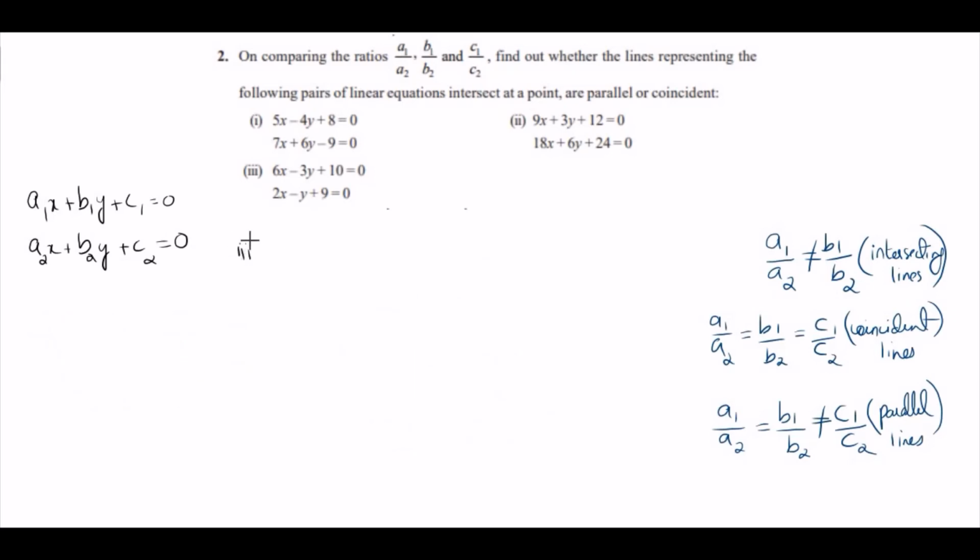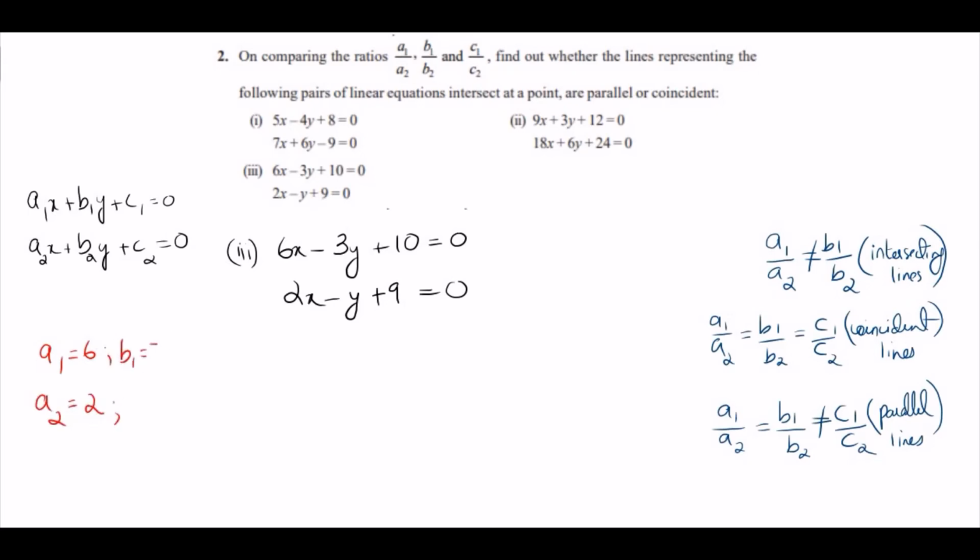The third question is 6x minus 3y plus 10 is equal to 0 and 2x minus y plus 9 equal to 0. So here A1 is equal to 6, A2 is equal to 2, B1 is equal to minus 3, B2 is equal to minus 1, C1 is equal to 10 and C2 is equal to 9.